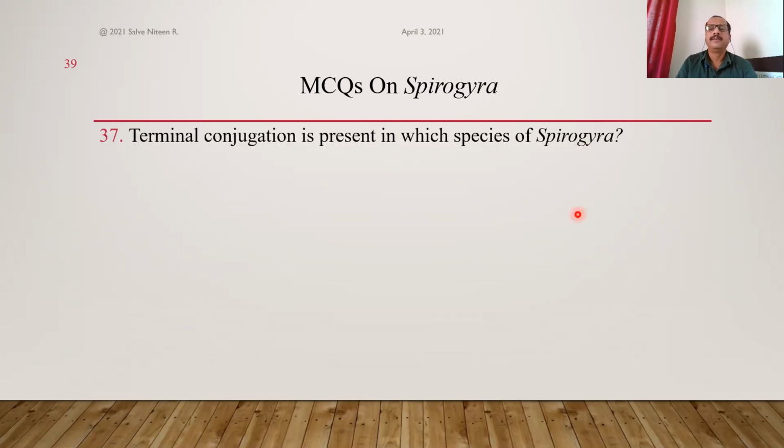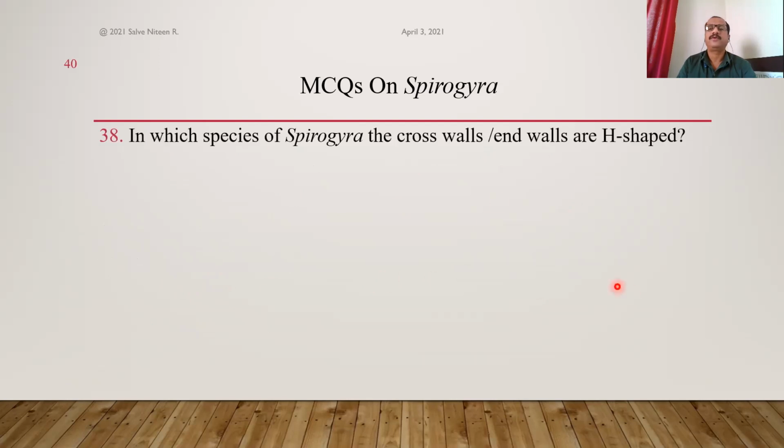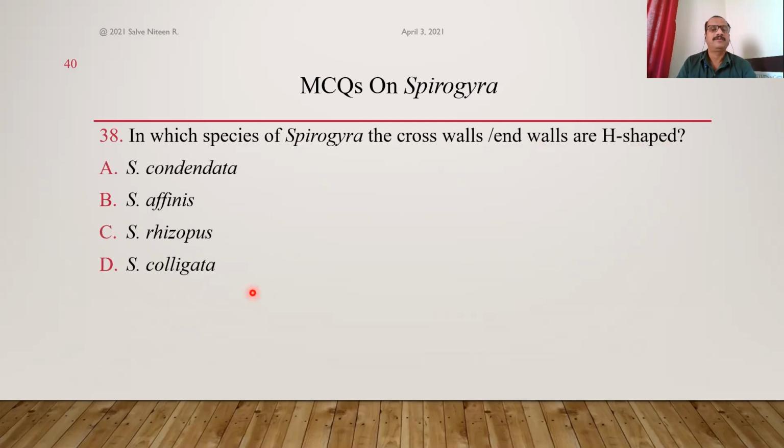Terminal conjugation is present in which species of Spirogyra? This is exceptional, but Spirogyra colligata shows the terminal type of conjugation. Next, in which species are cross walls or end walls, that is the walls present between two cells of Spirogyra in the filament, H-shaped? Again, the option is Spirogyra colligata, which reproduces by terminal conjugation. They consist of H-shaped end walls or cross walls.